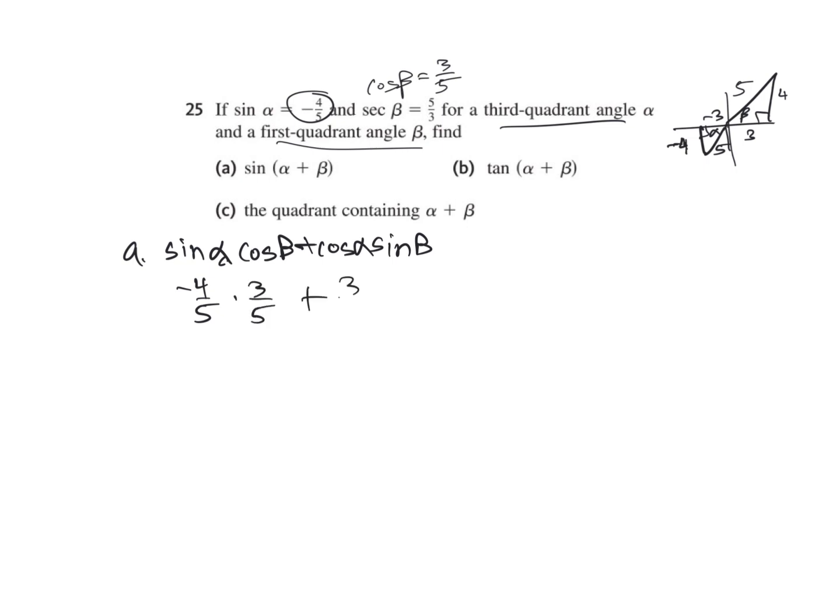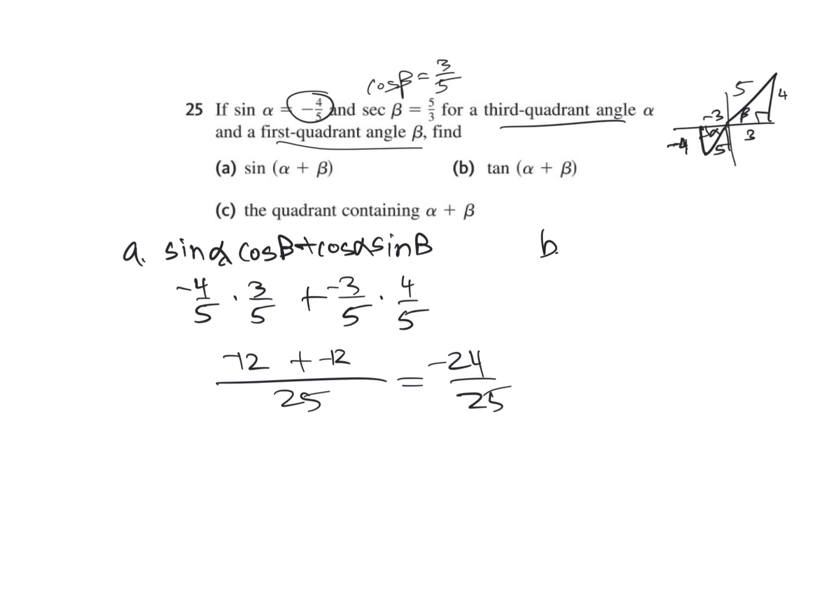Cosine of alpha is 3/5. The sine of beta is 4/5. I'm sorry, cosine of alpha is -3/5. All right, so what do we have? -12 plus -12 all over 25, -24 over 25. All right, part B, tangent addition.